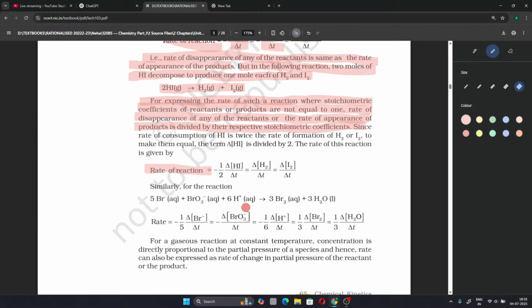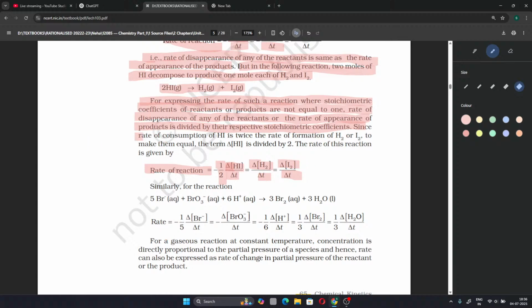Basically they are saying we will divide them by the respective stoichiometric coefficients, where we see here the rate of reaction for HI, this is the disappearance of HI, is minus 1 by 2. 1 by 2 we took because here the stoichiometric coefficient for HI is 2 and we divided by 2. So it will be minus 1 by 2 delta HI by delta t, which is equal to delta H2 by delta t, which is equal to delta I2 by delta t. And here there is actually a 1, so when we divide by 1 there is no change, so it is not expressed.